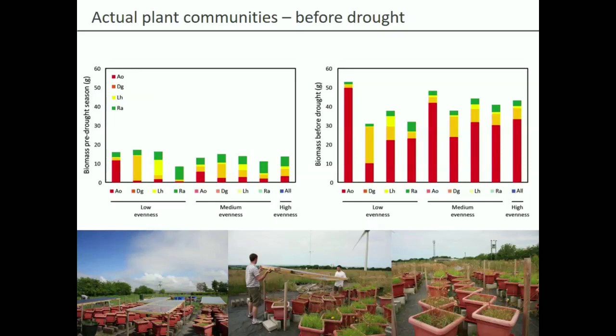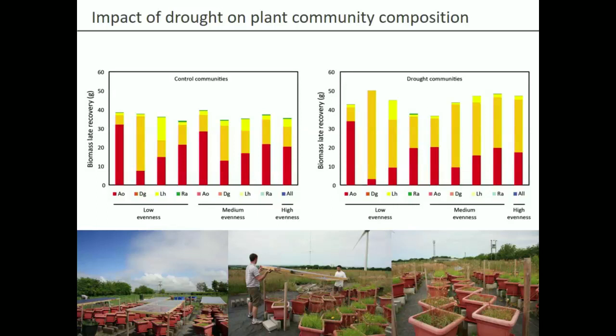However, before we imposed a drought, you can see that all these plant communities had become very anthoxanthin dominated. So this is the slow growing grass. And then these two graphs show what the control and the drought communities looked like after the drought. So this is actually 2 months after ending the drought.